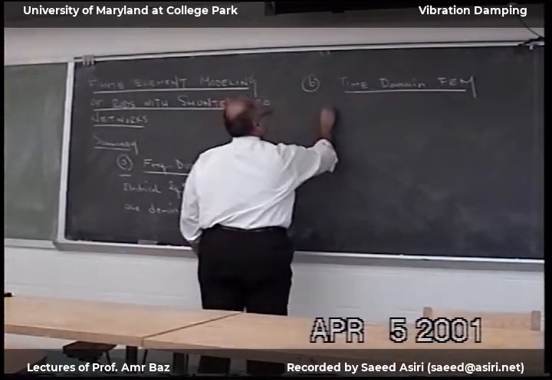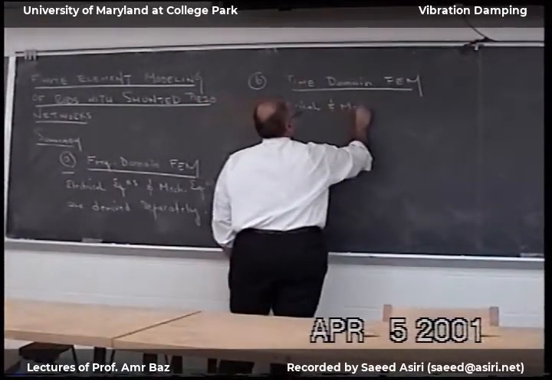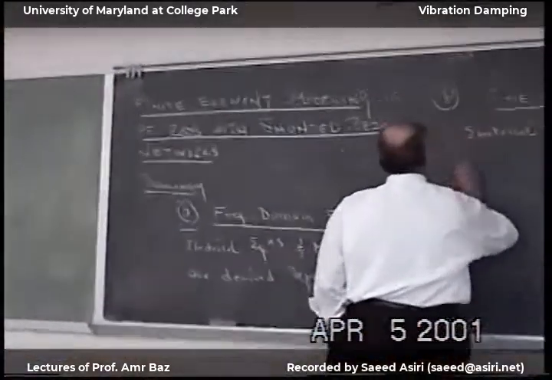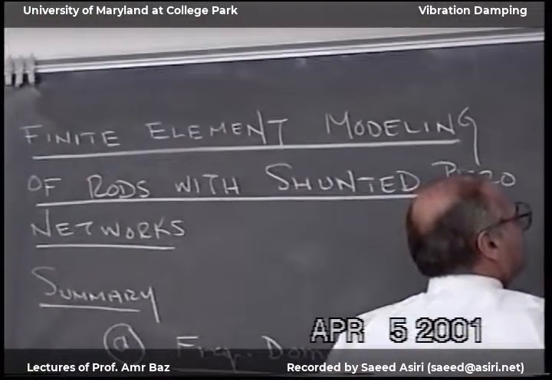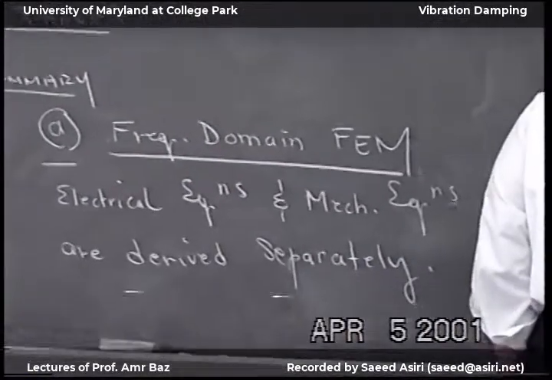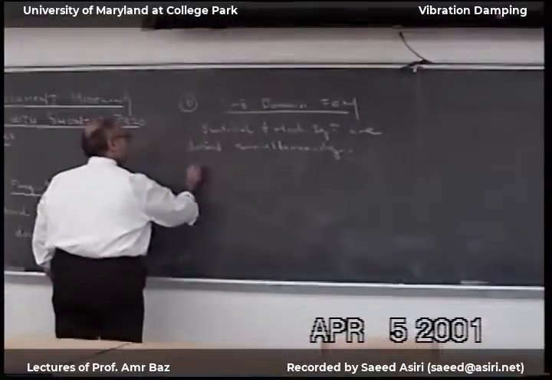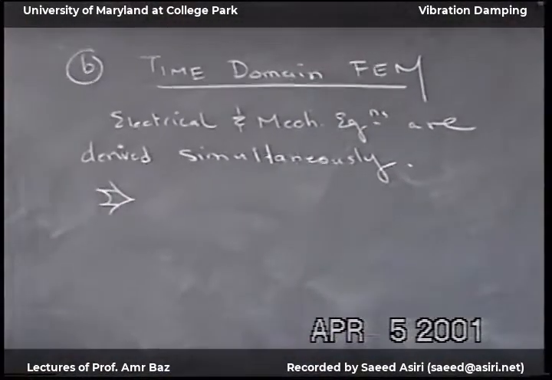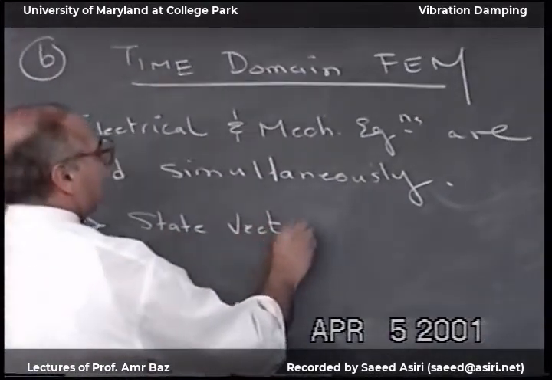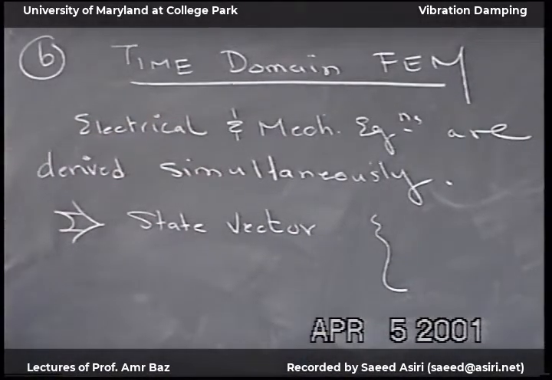Here are the two equations. Are derived simultaneously. And the result here will have a state vector. It has the mechanical displacements as well as electric displacements.